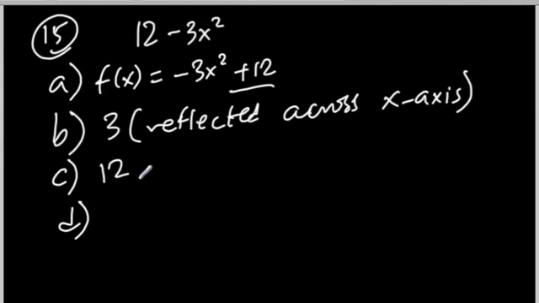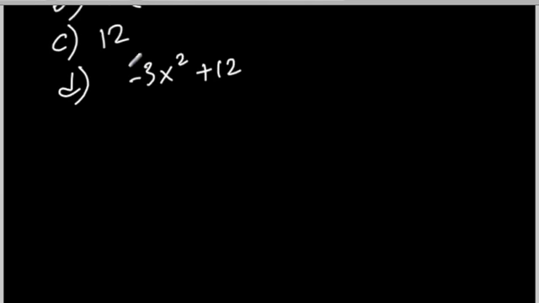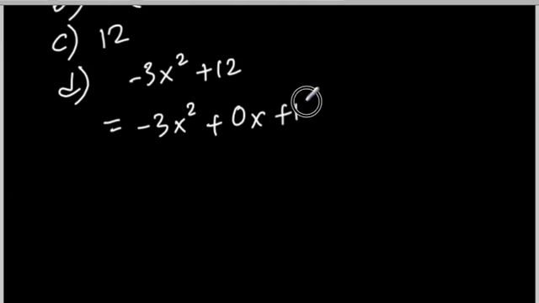D says to factor it. So let's factor this: negative 3x squared plus 12. Normally we're used to 3 terms, so what happens when we see 2? Really, what that means is the middle term is just plus 0x, because 0 times x is simply 0, and we don't have to write that. Now let's factor it using the man method. It's the first term times the last term, so negative 3 times 12, that's negative 36.